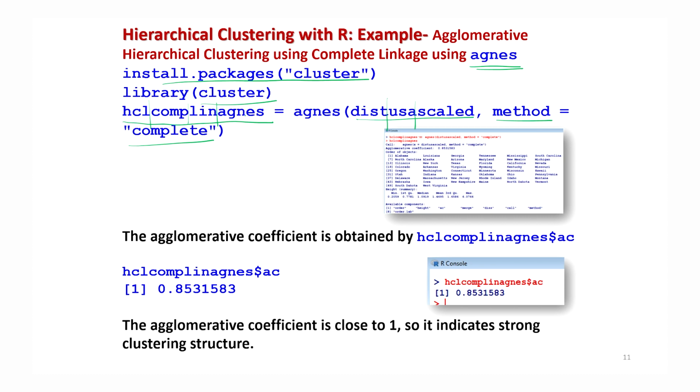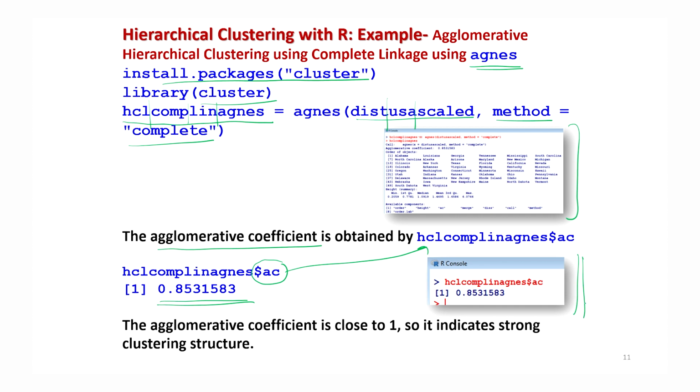This is how you can understand it, and the outcome is what you had seen last time. Based on that, we find the agglomerative coefficient by using the command $ac on this outcome. This comes out to be 0.85.